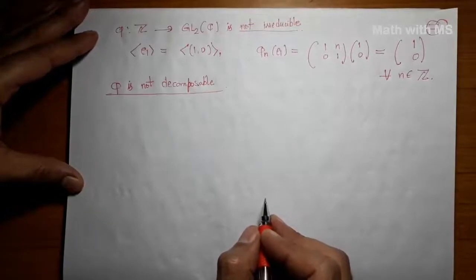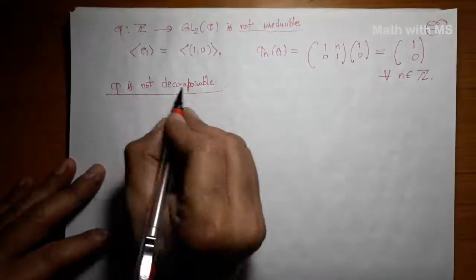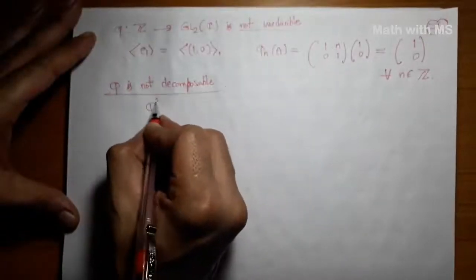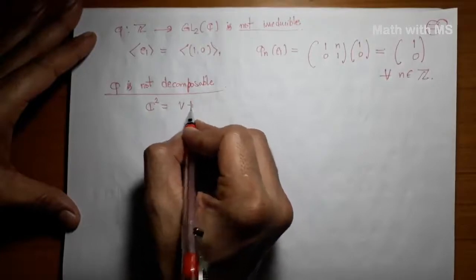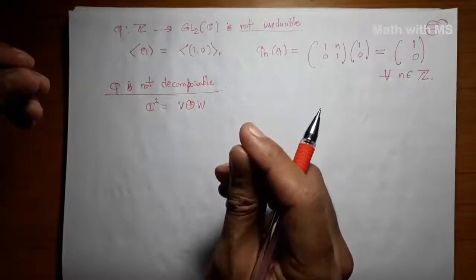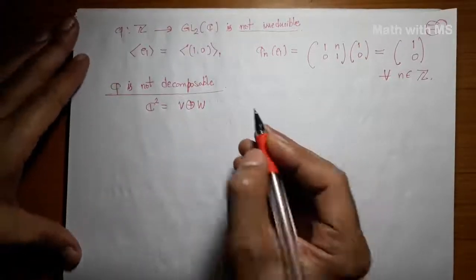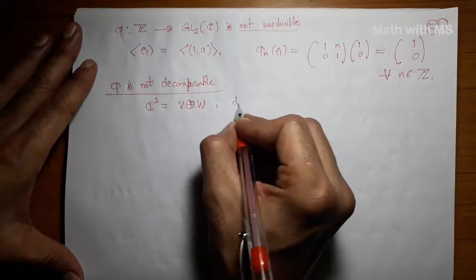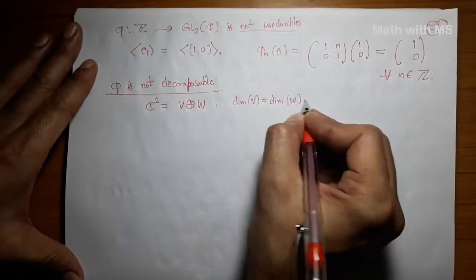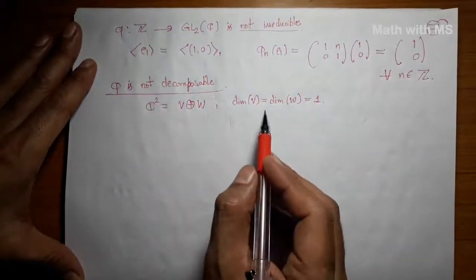Why is it not decomposable? Because if phi were decomposable, that means your vector space C2 can be written as V direct sum W, where V and W are two proper G-invariant subspaces. Therefore each of V and W has to be one dimensional. So the dimension of V equals the dimension of W, which has to be 1 in that case, if it were decomposable.